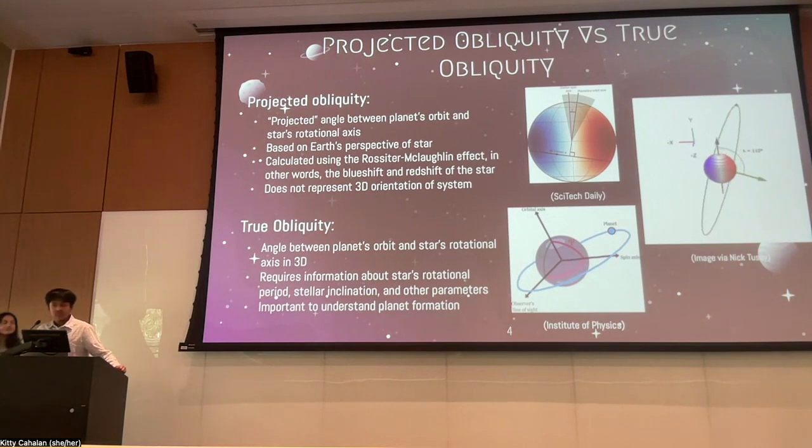The true obliquity, on the other hand, is 3D and measures the actual angle between a planet's orbit and star's rotational axis. True obliquities are more complicated and they require information about a star's rotational period, stellar inclination, and other parameters. But they're important because if we understand true obliquities, we could possibly understand how exoplanetary systems outside of our own form.